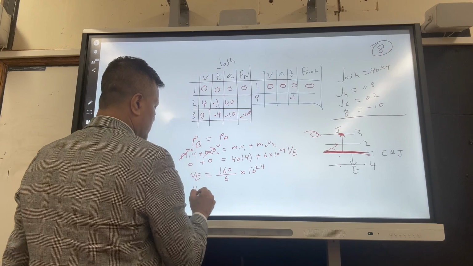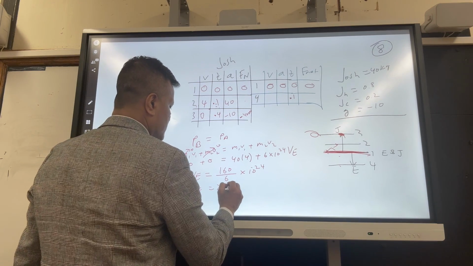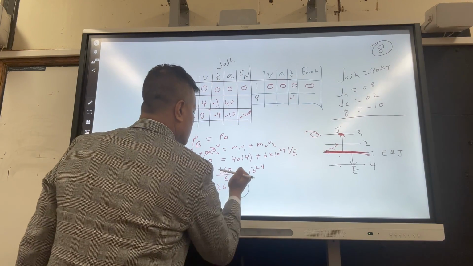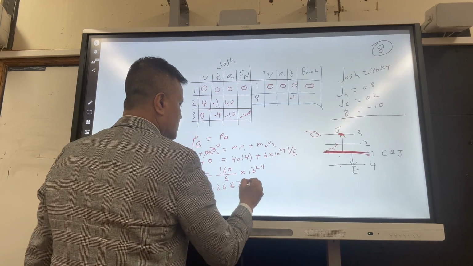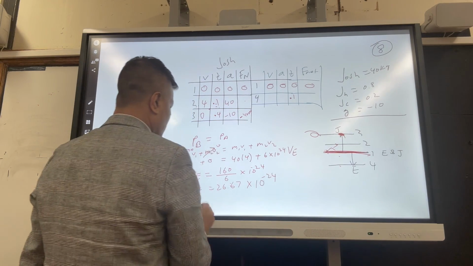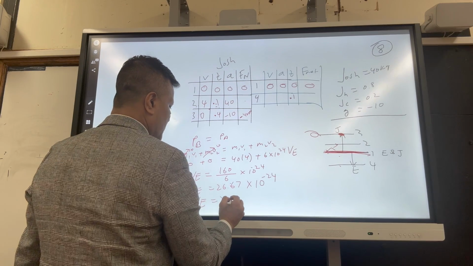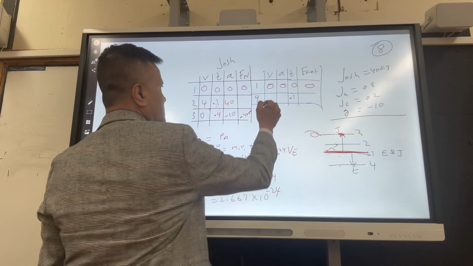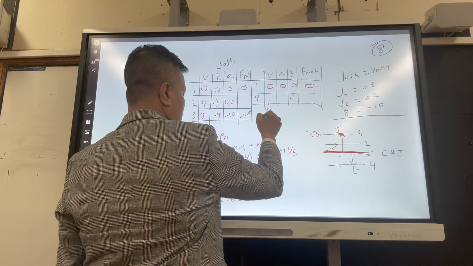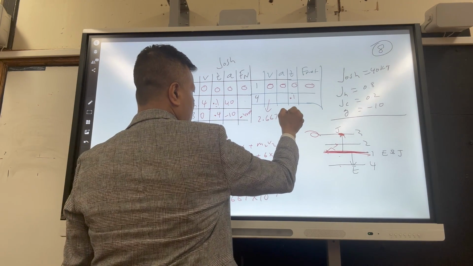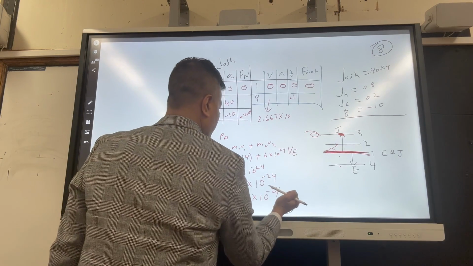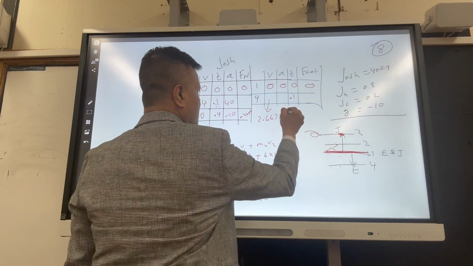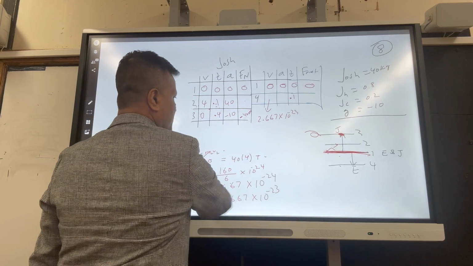So 26.67 times 10 raised to negative 24. So 2.667 times 10 raised to negative 23. Okay, so keep that in mind.